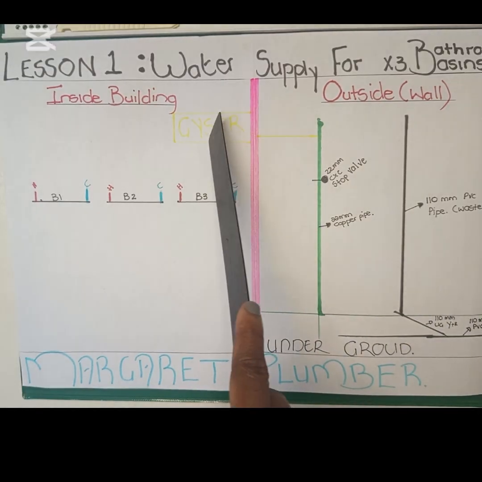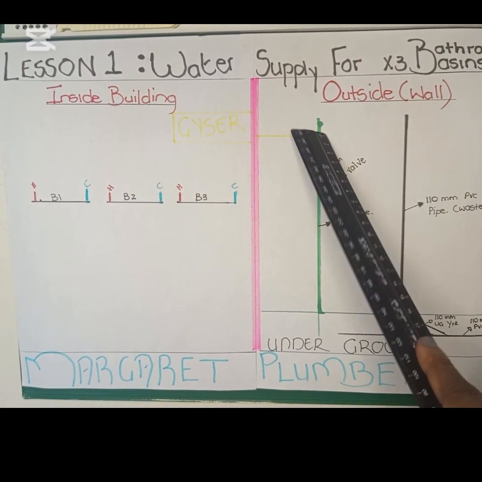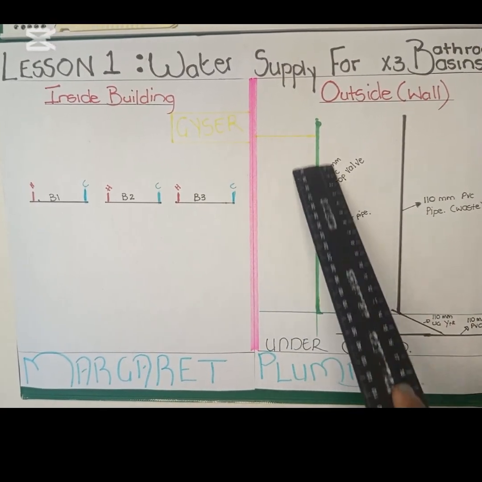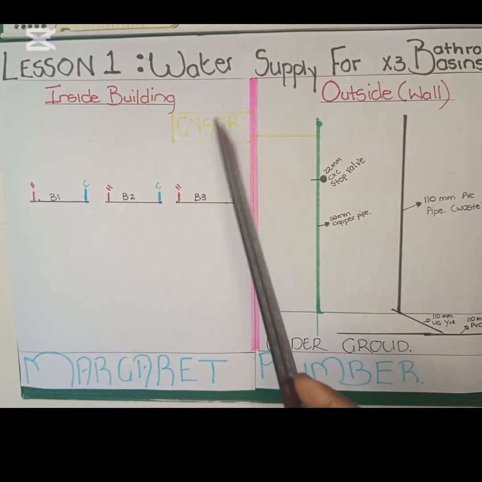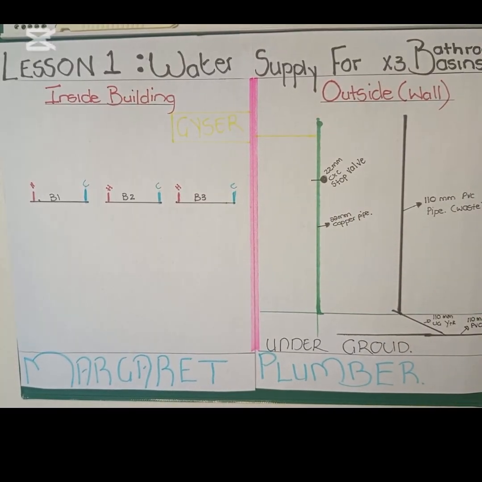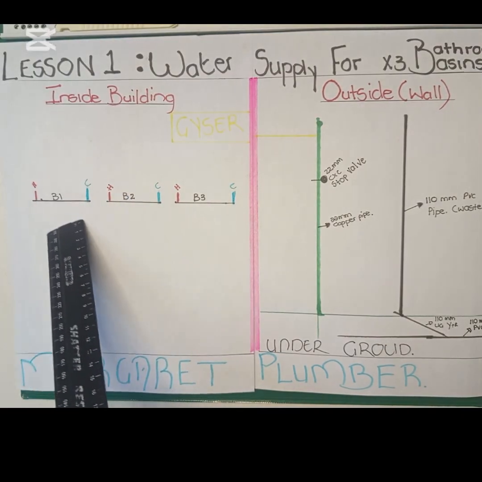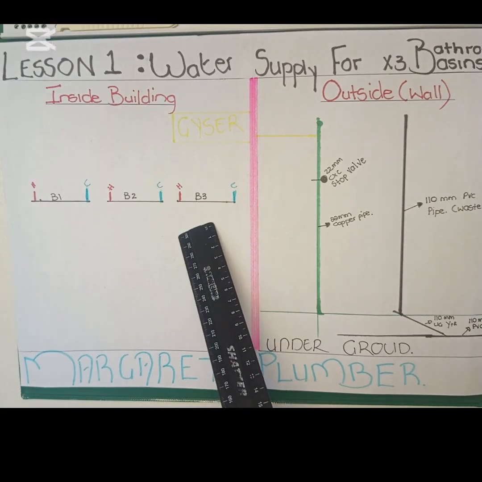So I just put my geyser up there on the ceiling, which is also, as you can see, this line, but then it's getting supplied by this water supply pipe. This is usually also probably supplying all the other areas in the building that need water. But now our main focus, bringing us back to 1, 2, 3, basin 1, basin 2, basin 3.